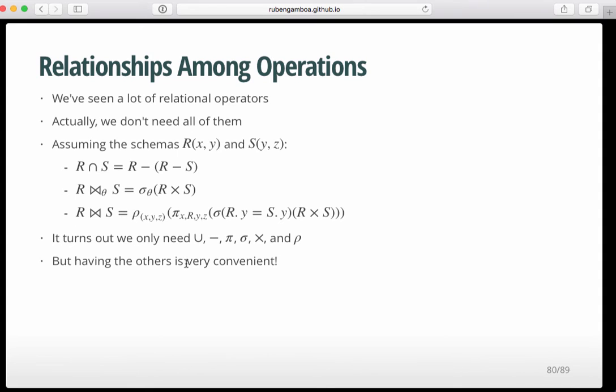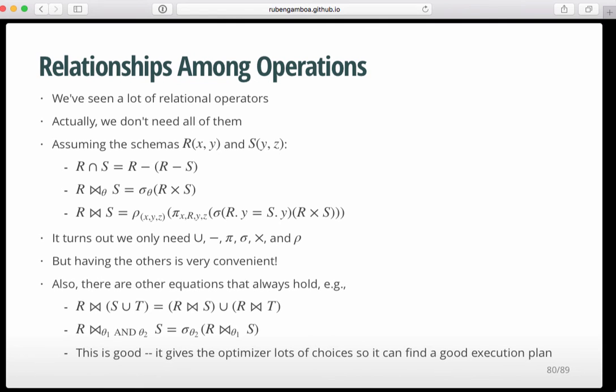If you really work at it, it ends up that all you need is unions, set difference, projections, selections, cross product, and renaming. Actually, you can have other things that by themselves are enough, okay? But it's just so convenient to have a lot of these operators.